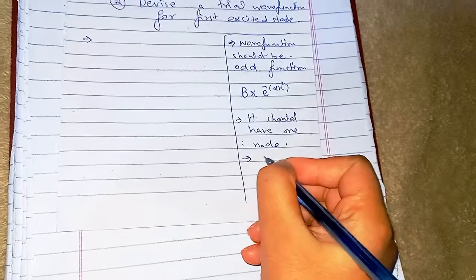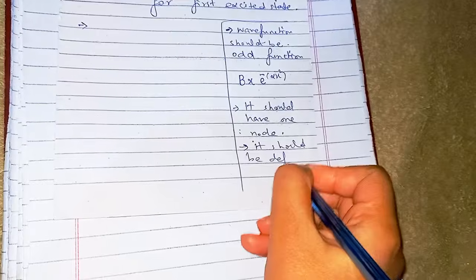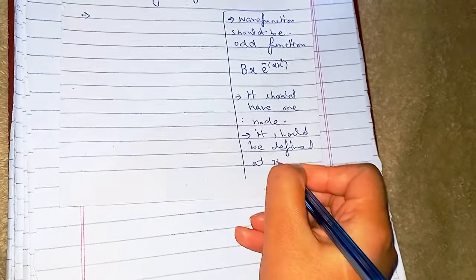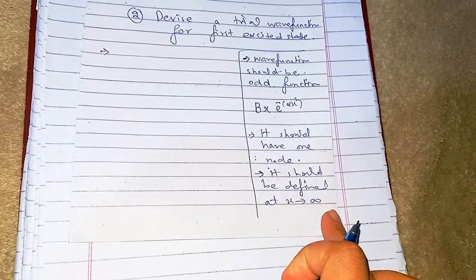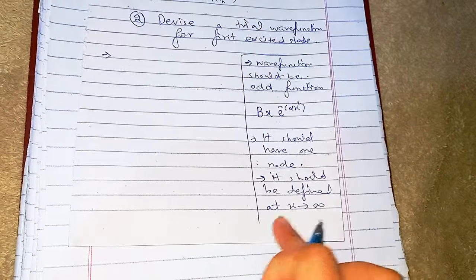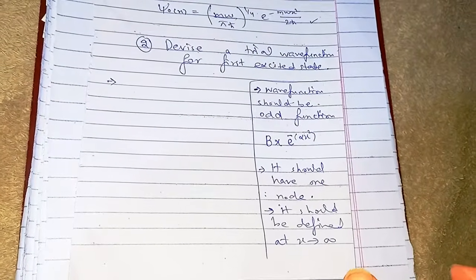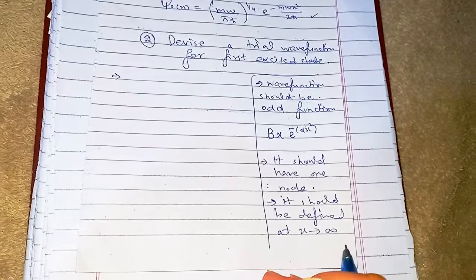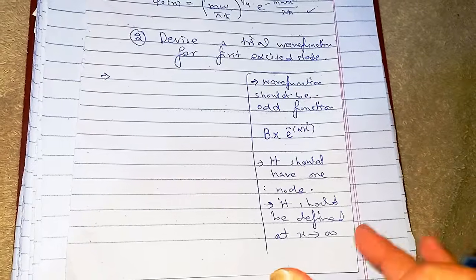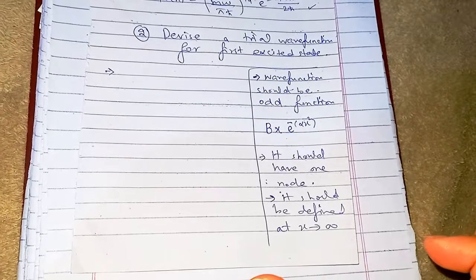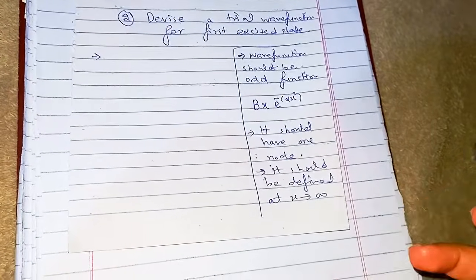And third, it should be defined as x approaches infinity. It shouldn't become infinity at infinity. Okay, it should be defined as x approaches infinity. That is the property of any analytical functions that we have out there, or any analytical wave functions. Wave functions should not approach infinity as x approaches infinity. They should be well defined, in other words. So that is another condition that should be satisfied.